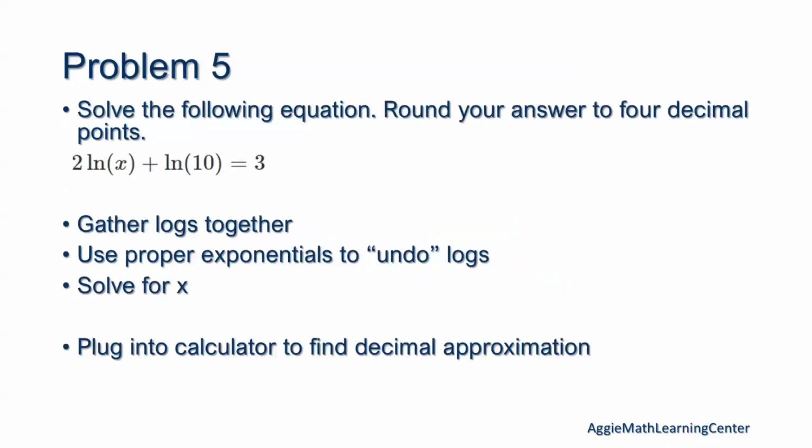So we'll go with problem number 5. It says solve the following equation, round your answer to 4 decimal points. So you're given 2 ln of x plus ln of 10 equals 3. There's a couple options here. You could combine the natural logs together, but what I like to do is honestly just keep them separate. And I take all of this and raise it to the e. And what you do to one side, you have to do to the other side, because the opposite of the natural log is e raised to the natural log.